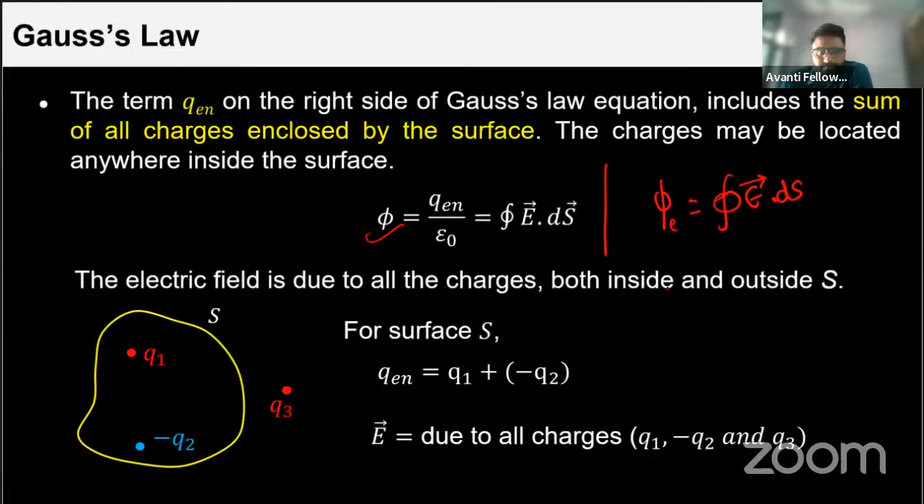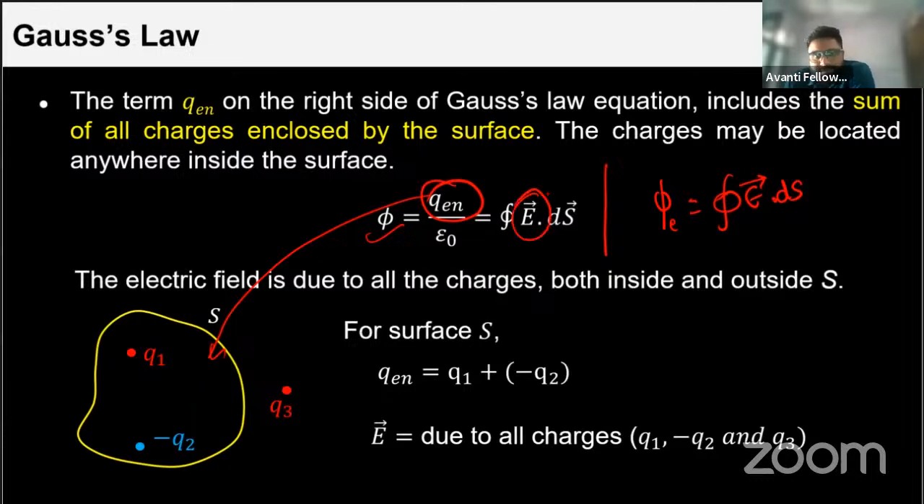Now, if you put this equation here, Q enclosed by epsilon naught will become the closed integral of E vector dot dS vector. This Q enclosed is the charge which is enclosed by the surface. This is the Q inside the surface, right?